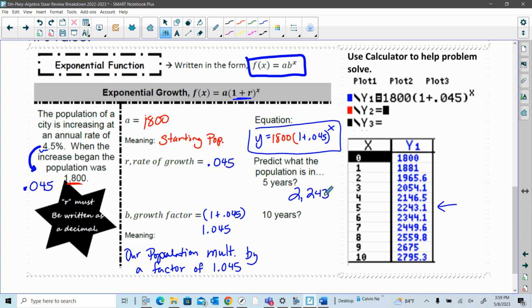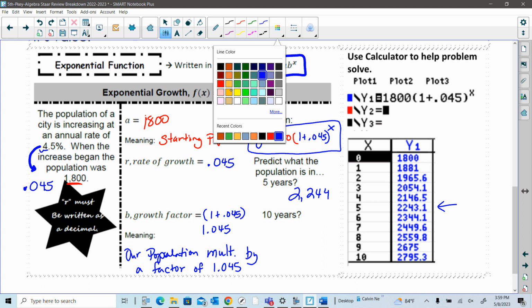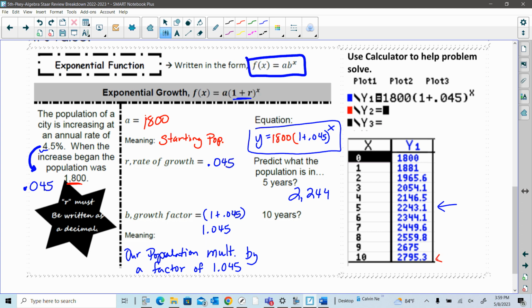Or actually 0.1, so we're going to round that up. You can't have a point of a person, so let's say 44. And then after 10 years, which is showing down here, we can have 2,796.